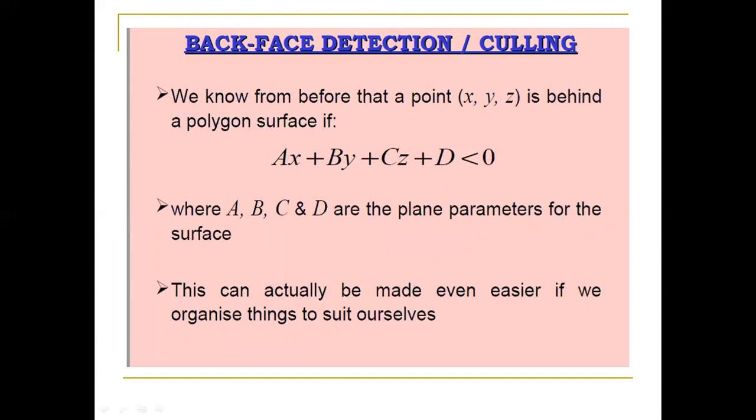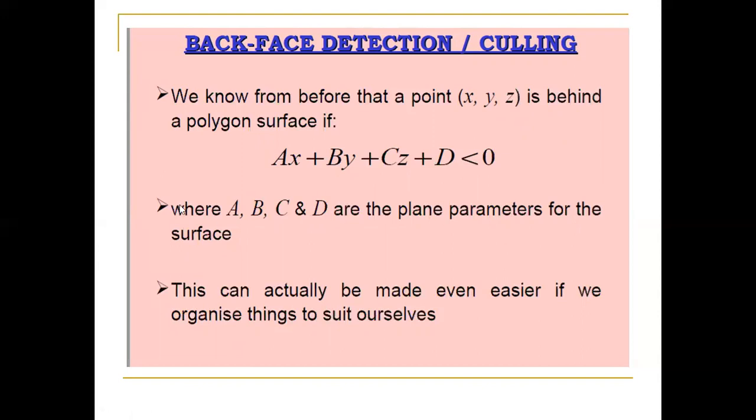We know from before that a point x, y, z is behind a polygon surface if ax plus by plus cz plus d, which is my plane equation, is less than 0, where a, b, c and d are the plane parameters for that surface. So this can be made easier.